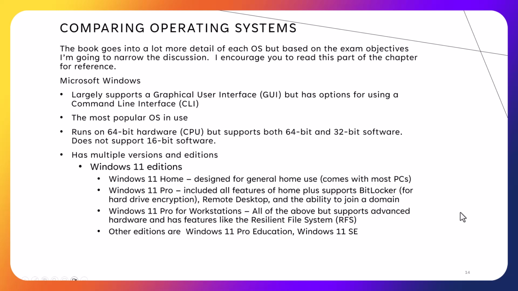Windows 11 Pro for workstations is, again, Windows 11. It is for workstations. A workstation is a computer with advanced hardware used to do real high-end work with, say, computer-aided design, graphical processing. It's very high-end workstations. And Windows 11 Pro for Workstation, again, has all the software capabilities of Windows 11 Pro, but it also is optimized for these workstations. Other editions are Windows 11 Pro for Education and Windows 11 SE.